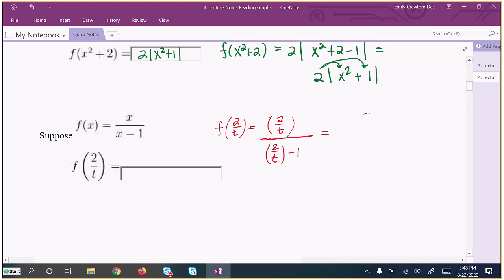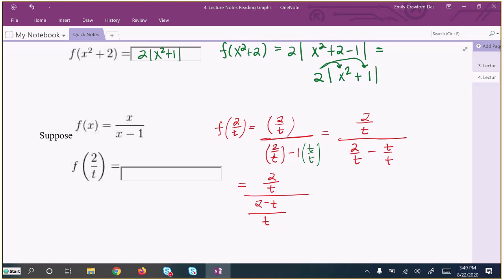So I need to try and simplify this. On top, I can't really do anything yet. It's just 2 over t. On bottom, I should be able to get a common denominator by multiplying this minus 1 by t over t. Then I'll have 2 over t minus t over t on bottom. I can combine these as one fraction and make this 2 minus t over t. Now, I have 2 over t, and all of that is divided by 2 minus t over t.